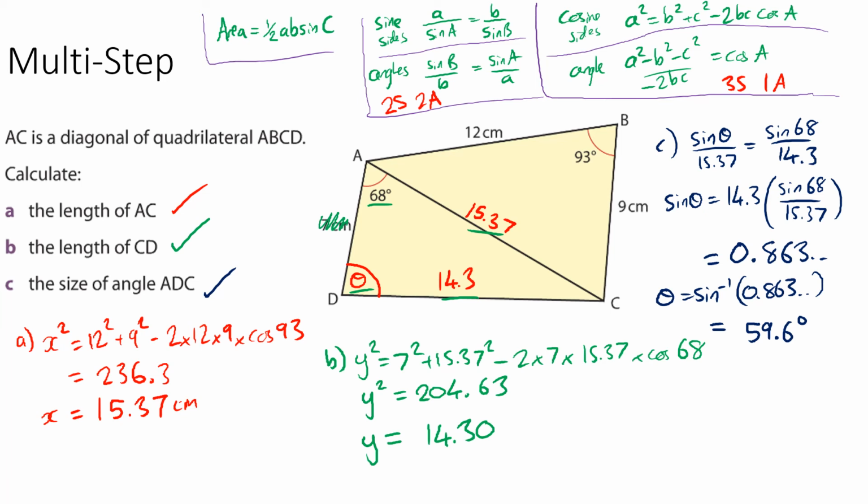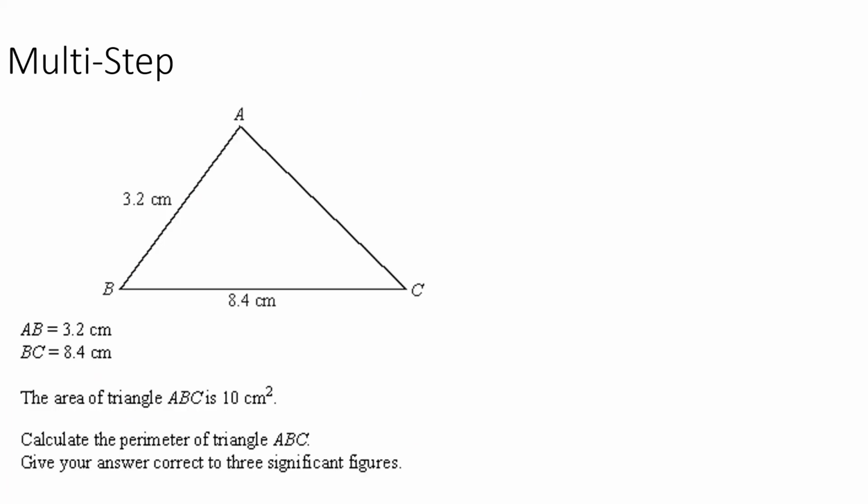And at each phase you're thinking, do I have two sides and two angles? Do I have three sides and one angle? Do I want to find a side? Do I want to find an angle? What's my next move here? So I wanted to look at one last question here.